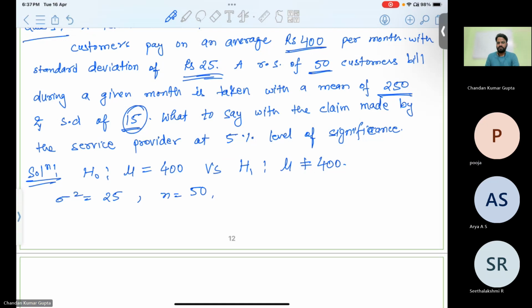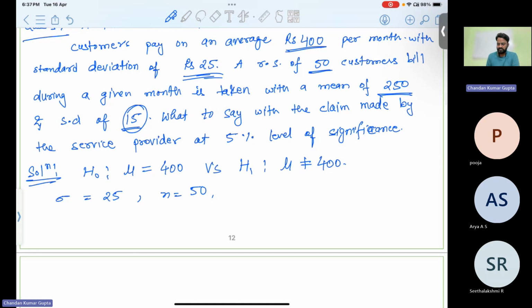Sigma square is the population variance, but here the standard deviation is given, no? Yes, it is sigma that is given actually; the standard deviation word is there. They generally use sigma square, so that's why I was a little confused. So sigma is given. The standard deviation is 25, and n equal to 50.